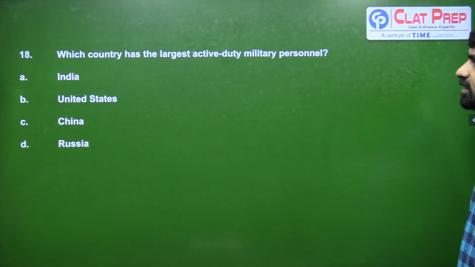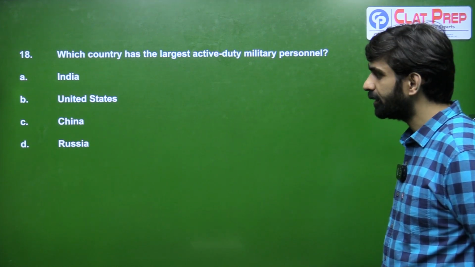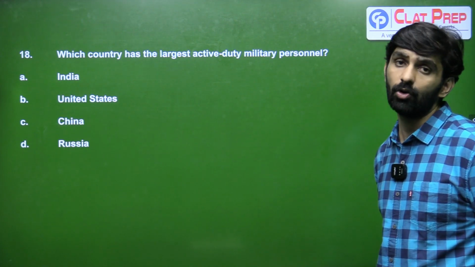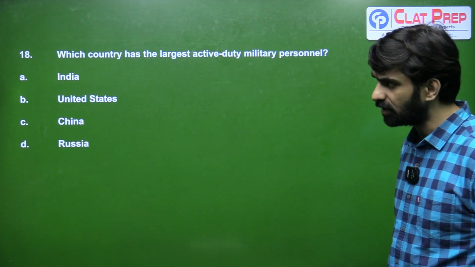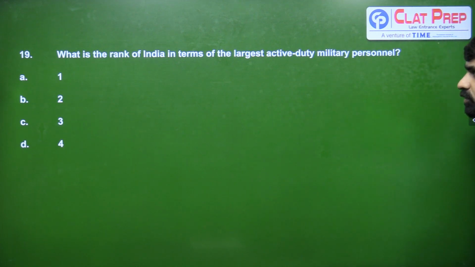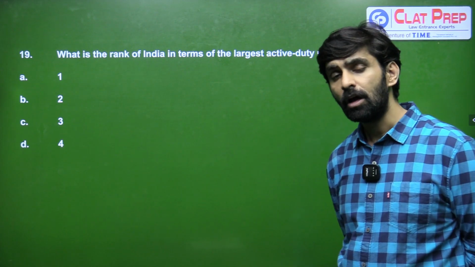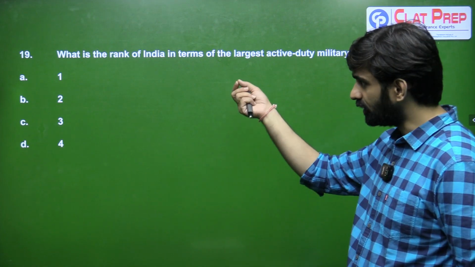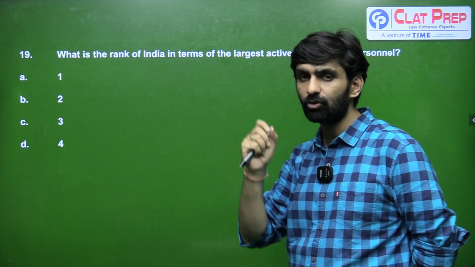Next question is, which country has the largest active duty military personnel? The country which has the largest active duty military personnel is China. China, with more than 2 million or 20 lakh active duty soldiers, has the largest number of active duty military personnel. What is India's rank is the next question. What is the rank of India in terms of the largest active duty military personnel? Currently India is at second position when it comes to the size of an army in terms of active duty personnel, which means they are actively in service, and in that respect India is ranked second after China. So the answer for 19 is going to be B.